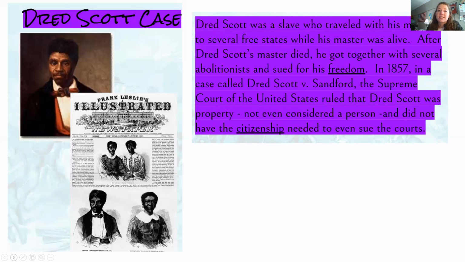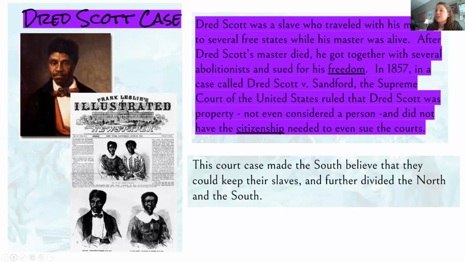And so this was considered a huge defeat for the abolitionists in the North, and it was considered a victory for Southern states that wanted to keep slavery legal.